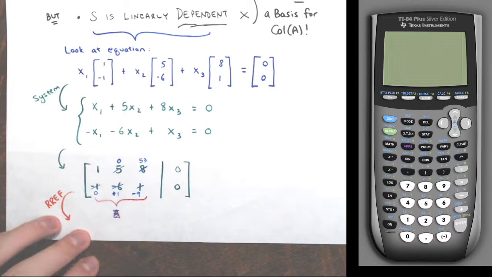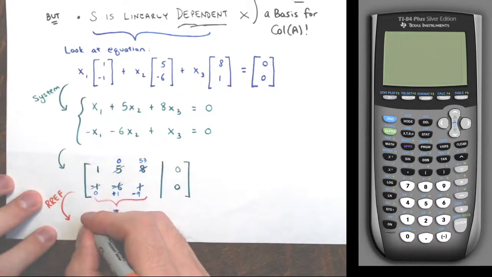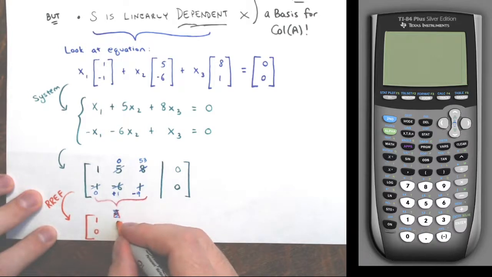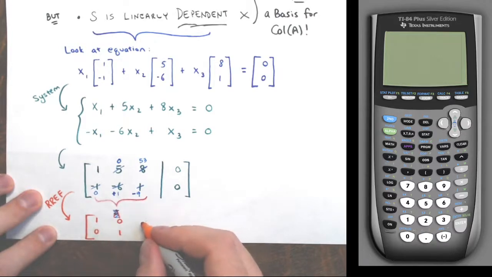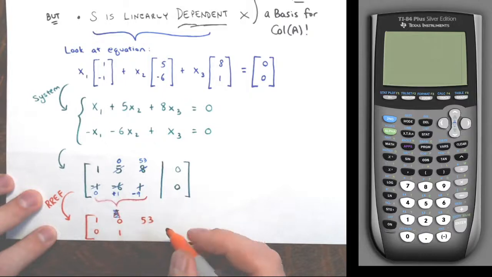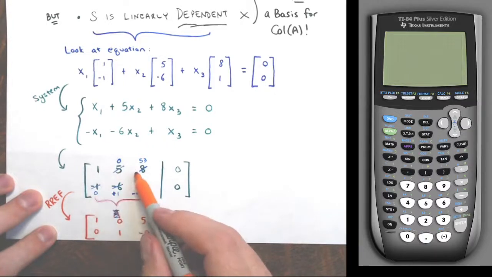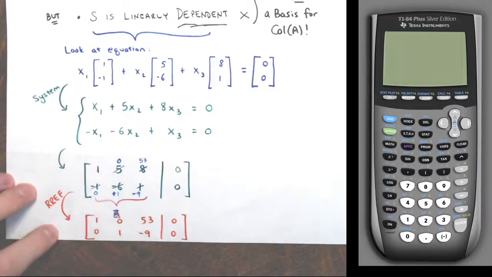So when all's said and done here, this matrix in reduced echelon form looks like this: 1, 0, and then 0, 1, and 53, -9. And then I've got, again, the 0. Sometimes we're not even going to concern ourselves with the zeros over here. Instead, we'll just look at the matrix A. All I did was take the matrix A and put it into reduced row echelon form.